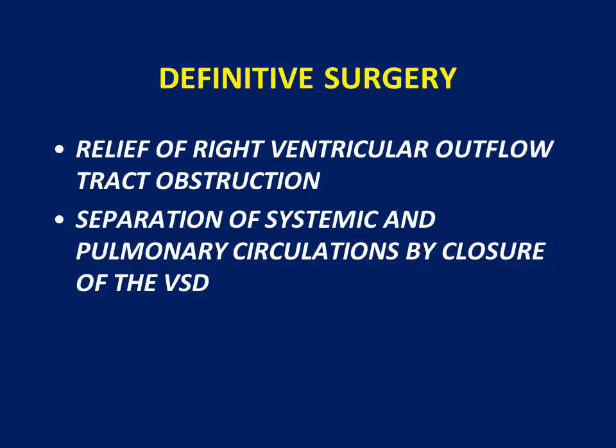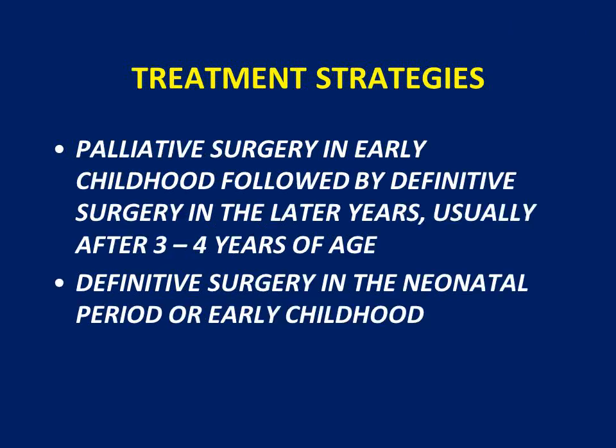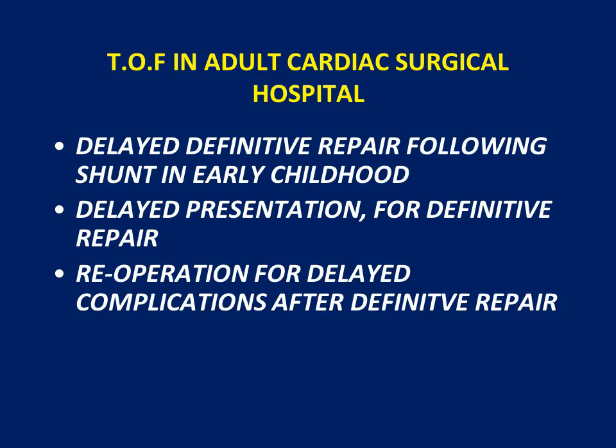Definitive surgery: relief of right ventricular outflow tract obstruction and separation of the systemic and pulmonary circulations by closure of the VSD. Treatment strategies: palliative surgery in early childhood followed by definitive surgery in the later years, usually after 3 to 4 years of age. Or definitive surgery in the neonatal period or early childhood, and TOF in an adult cardiac surgical hospital.